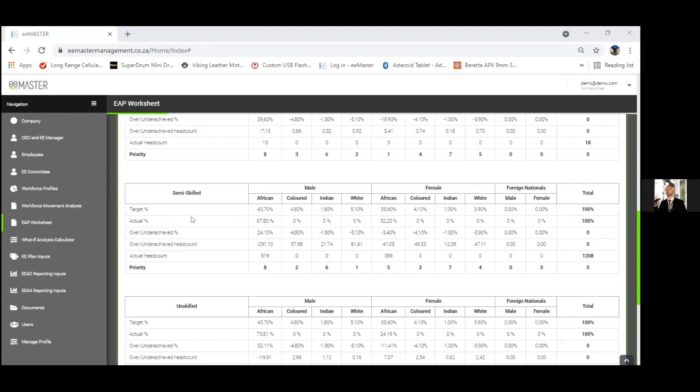And then we look at the actual representation. You'll see here we have the actual representation for African females. Their current actual representation is 32.2%, so they are underachieved here by 3.4%, which is why they're priority number 5.